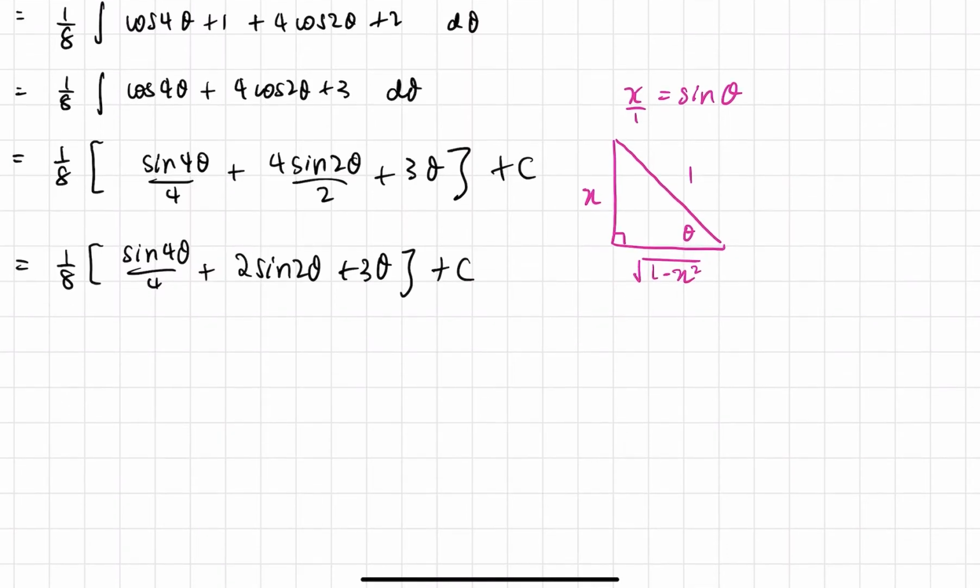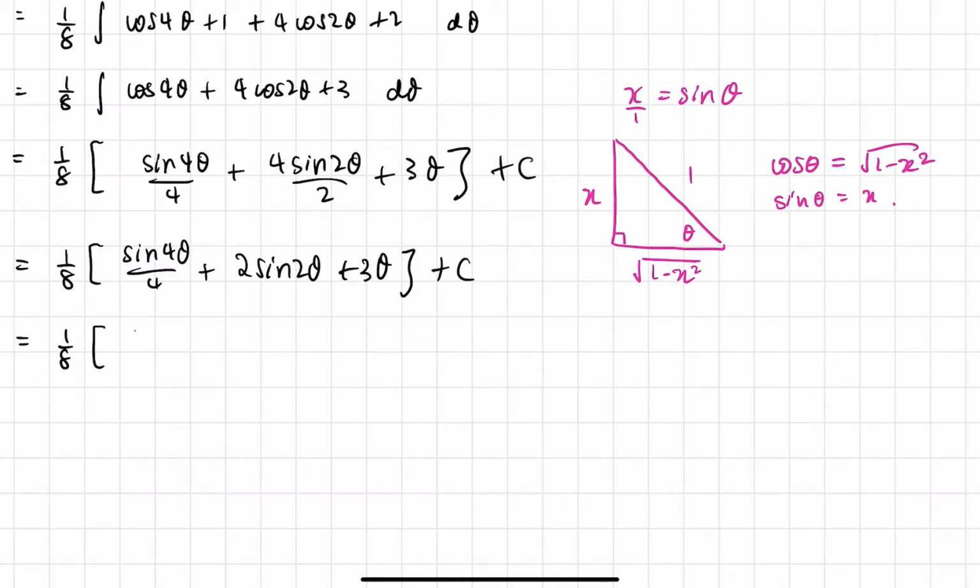So why do we need to do that? Because this tells us information about cos theta. Cos theta is adjacent over hypotenuse, which is just √(1 - x²). Okay, and sine theta is just x, which we started off with. So when you come over here, we can say 1 over 8.